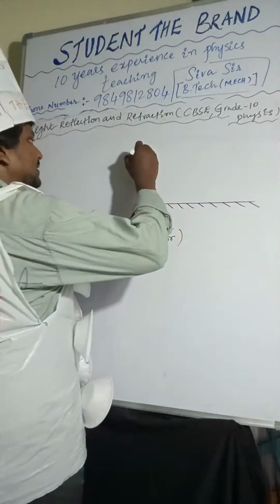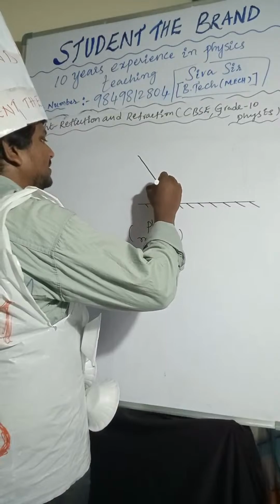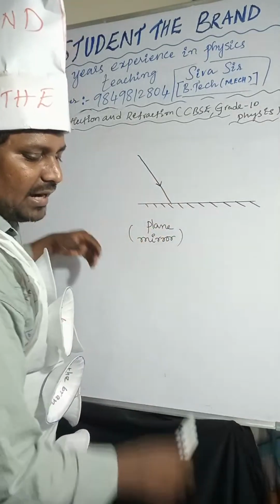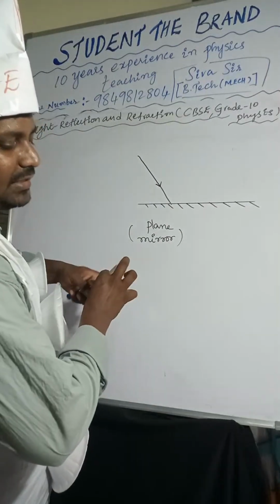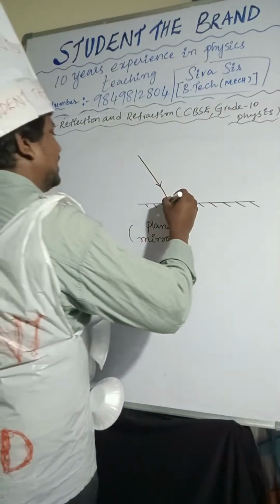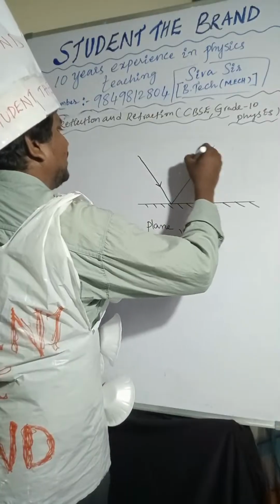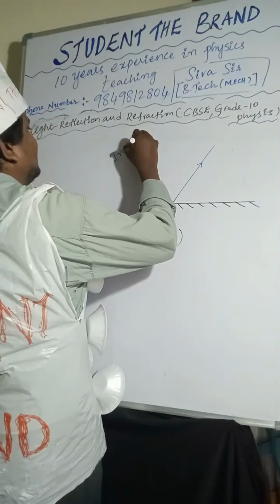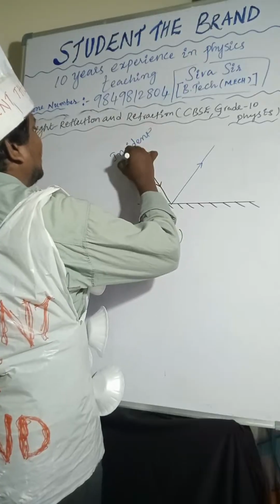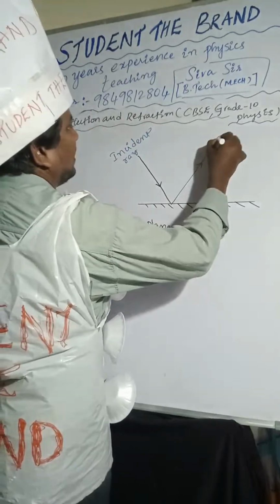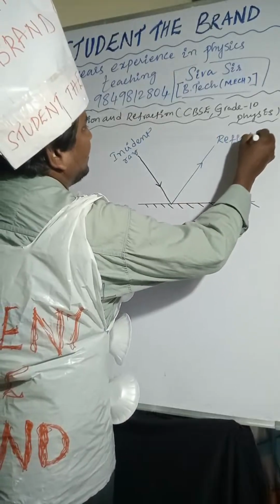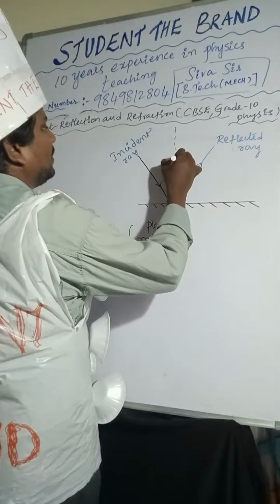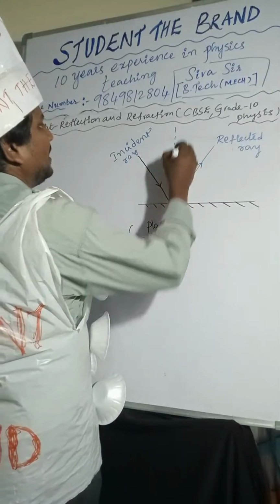The light which is incident on it is the incident ray. The light ray which is reflecting back is the reflected ray. The line which is perpendicular to the plane surface is the normal.